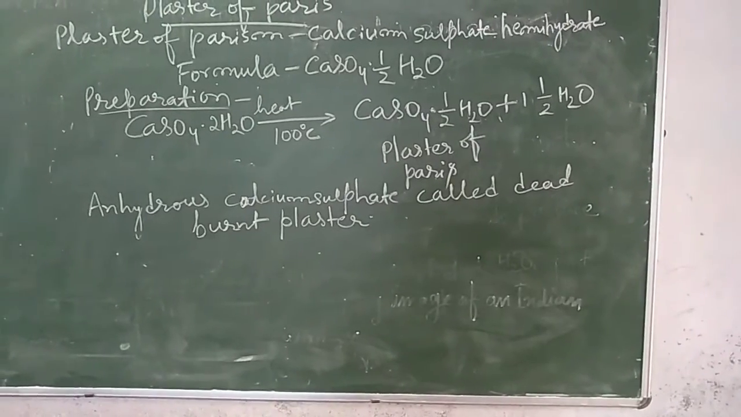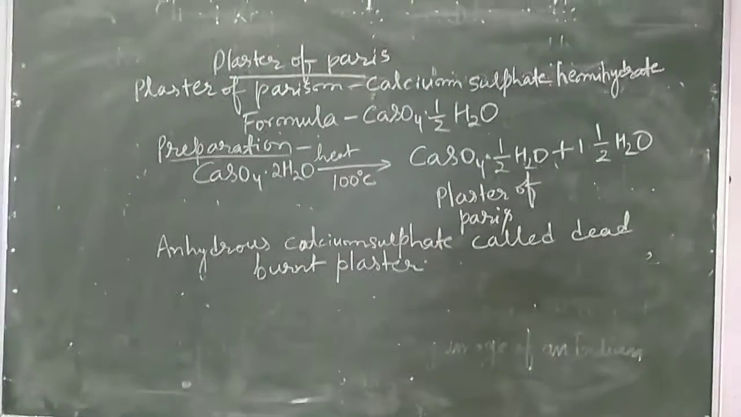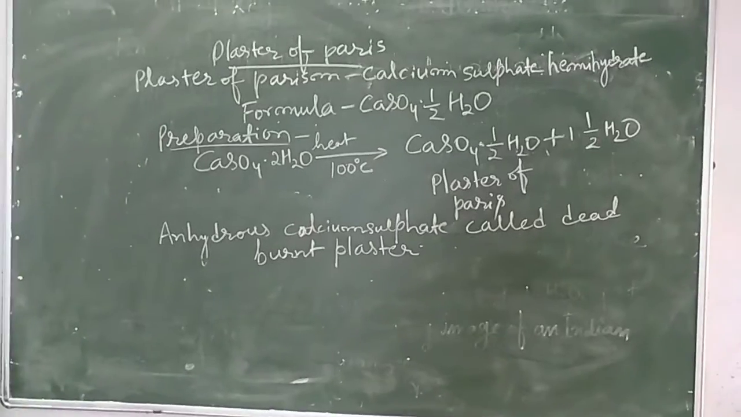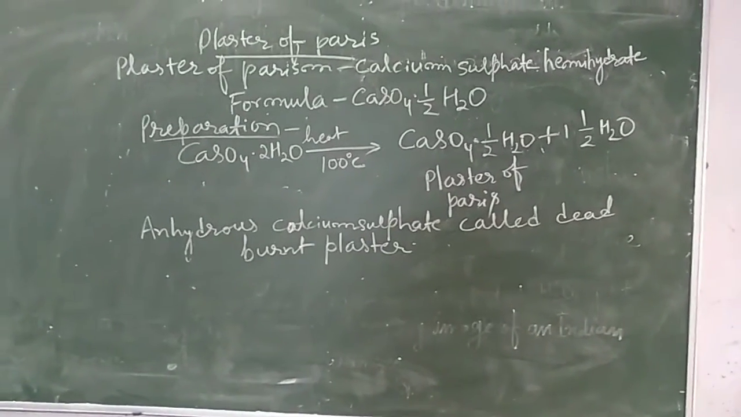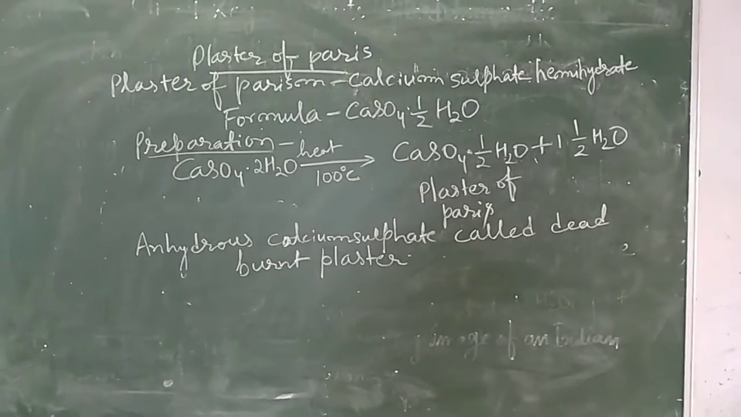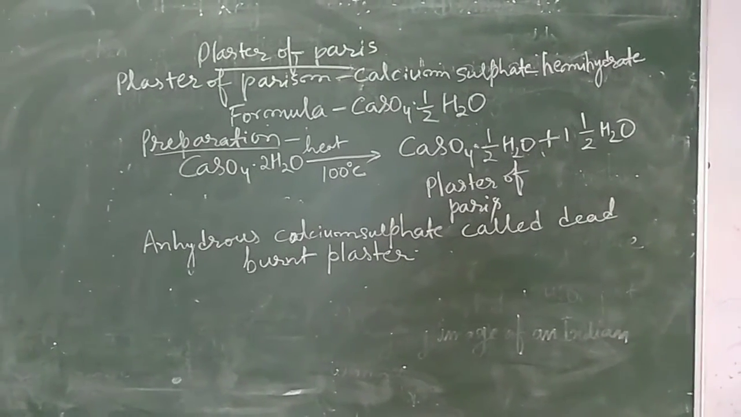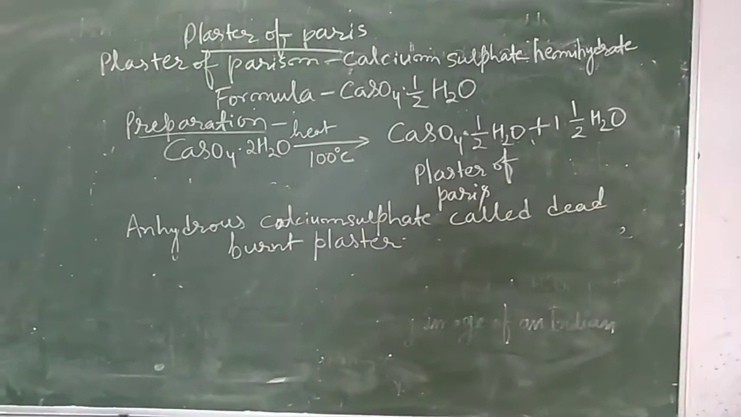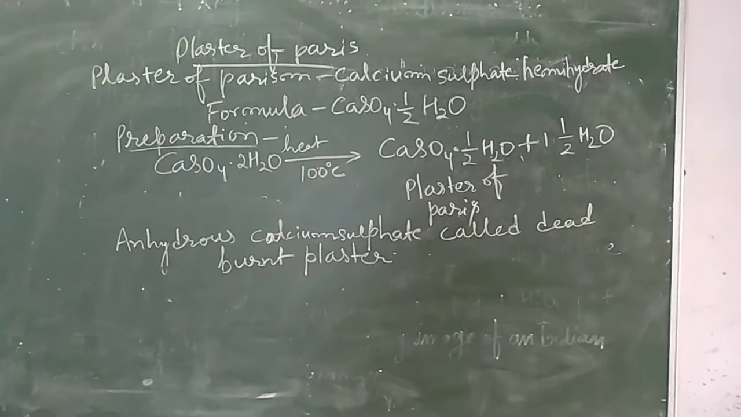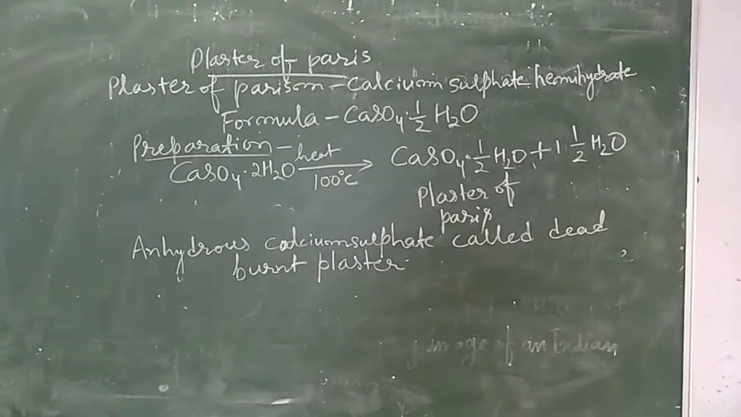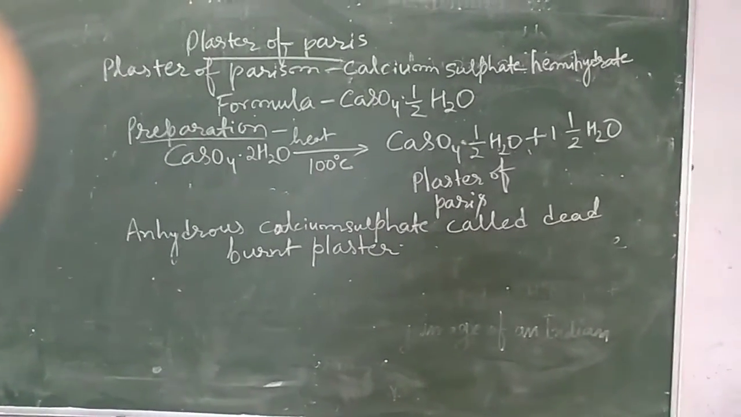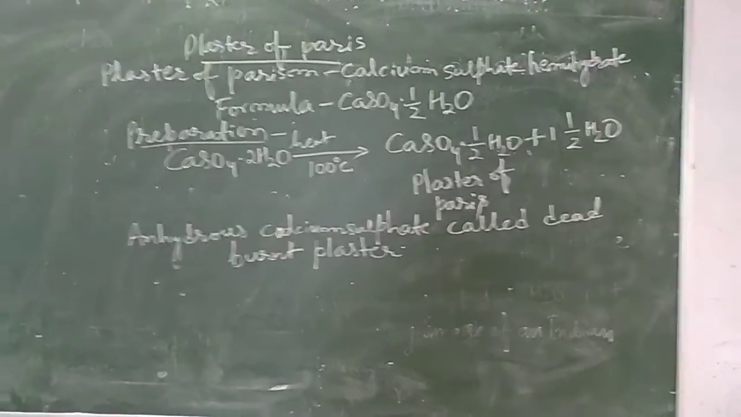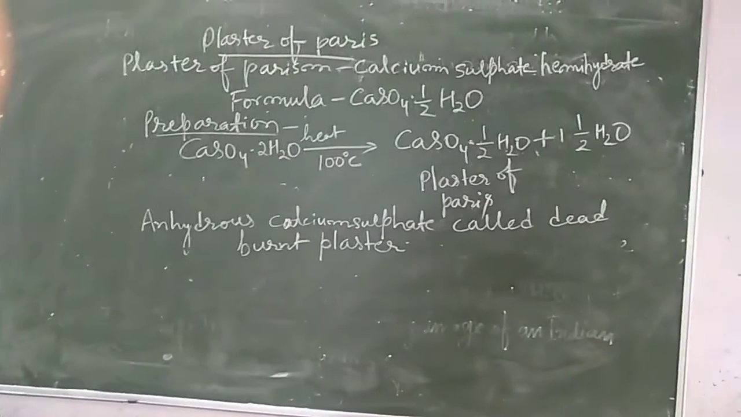In this reaction, the temperature which is 100 degrees Celsius or 373 Kelvin is essential, because if we increase the temperature above 100 degrees Celsius, then all the water of crystallization will be lost, and anhydrous calcium sulfate is left behind, which is also known as dead burnt plaster, and dead burnt plaster is of no use because it does not set like plaster of Paris on adding water.